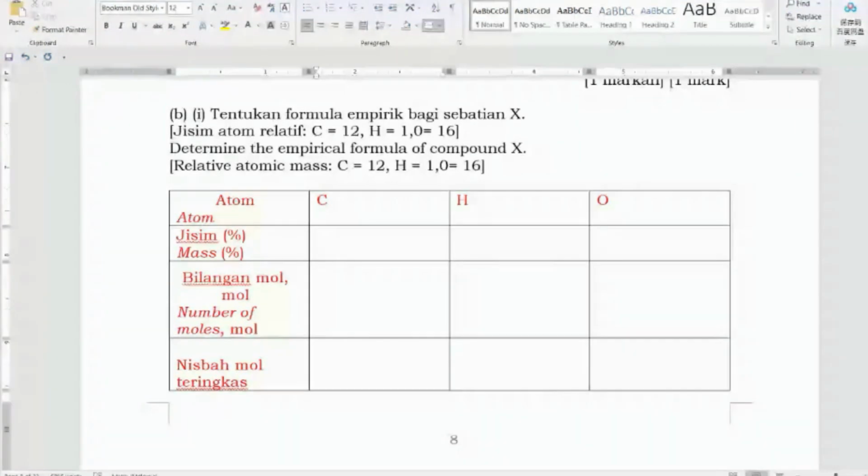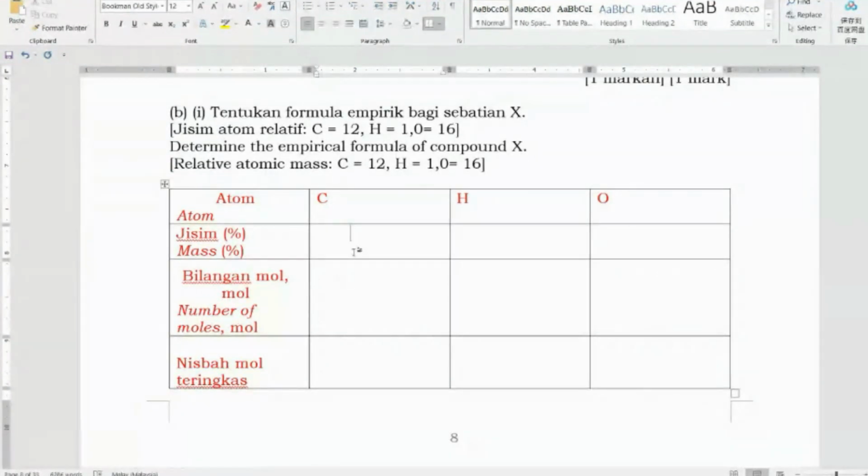Who else? Okay, Faris, what is the mass for carbon, hydrogen, and oxygen? Carbon first. 48.65. Okay, 48.65. Hydrogen, 8.11. Okay, oxygen. 43.24.